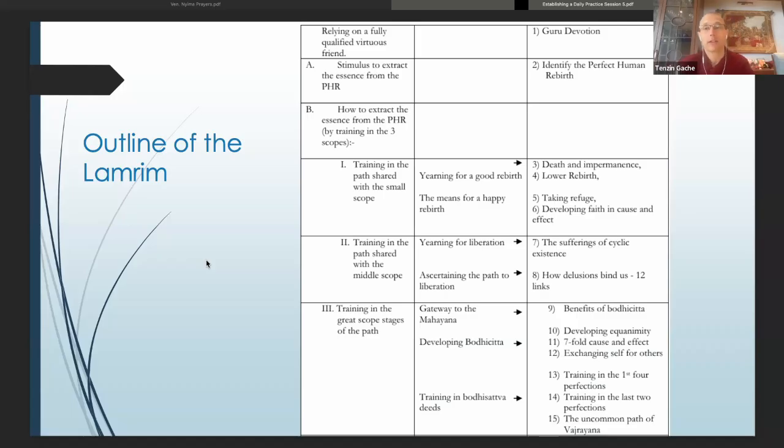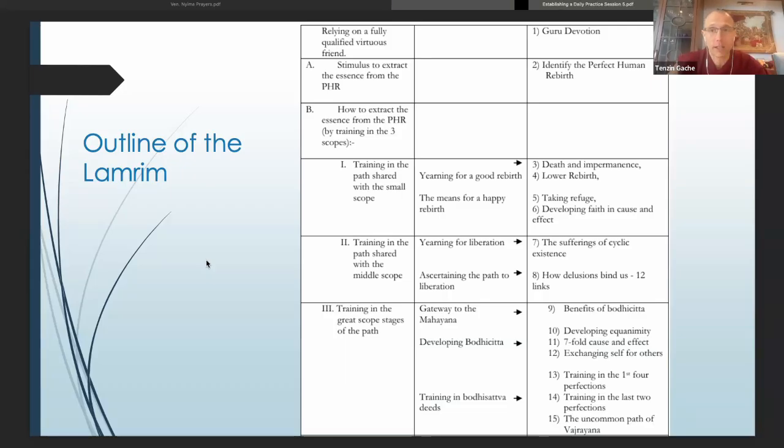And then we have training in the great scope, which is thinking it's not just me. Thus far it has been talking about my own spiritual path, but then thinking, how can I use this as a way to benefit others? How can I make my life meaningful to as many beings as possible?